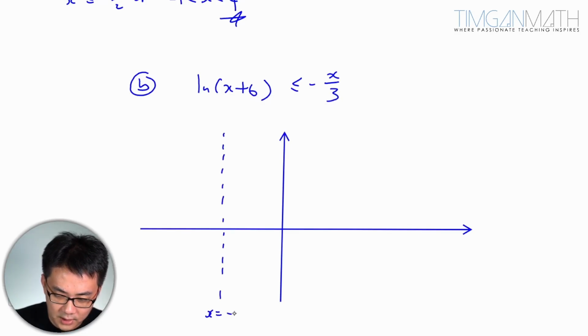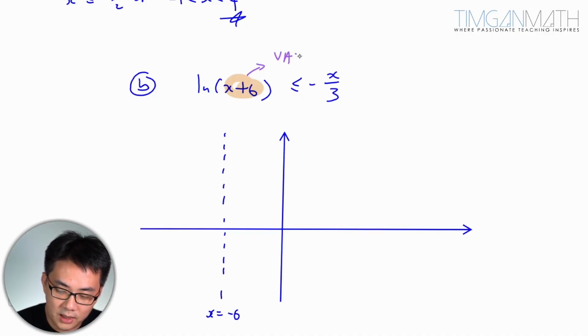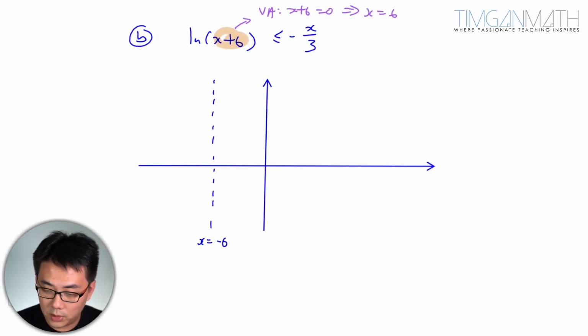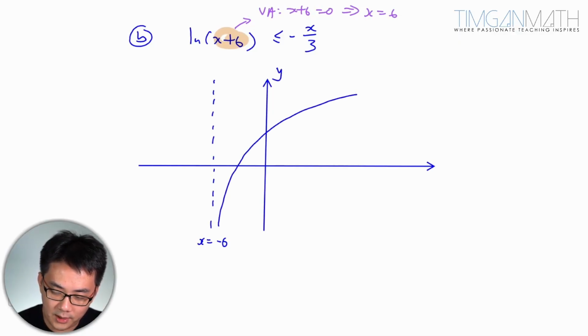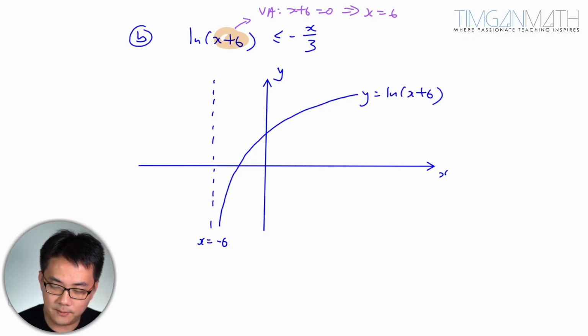So this one here, x equals minus 6. Remember, there's a vertical asymptote. Don't think that there's no vertical asymptote. The VA is where x plus 6 equals 0, so this is where x equals negative 6. Important information. When you draw the graph, it looks something like that. Y, x. So this is y equals ln of x plus 6.